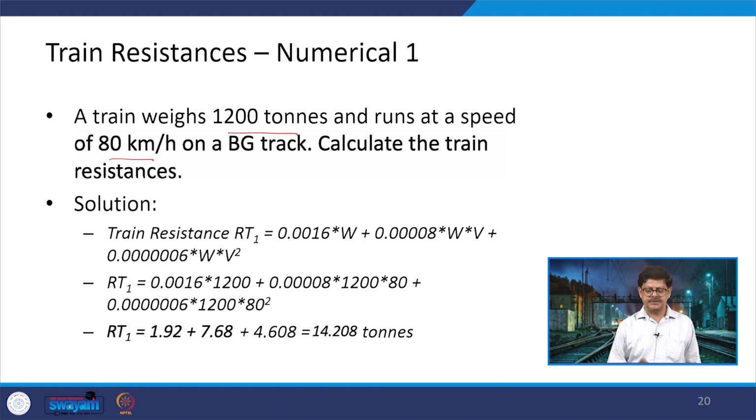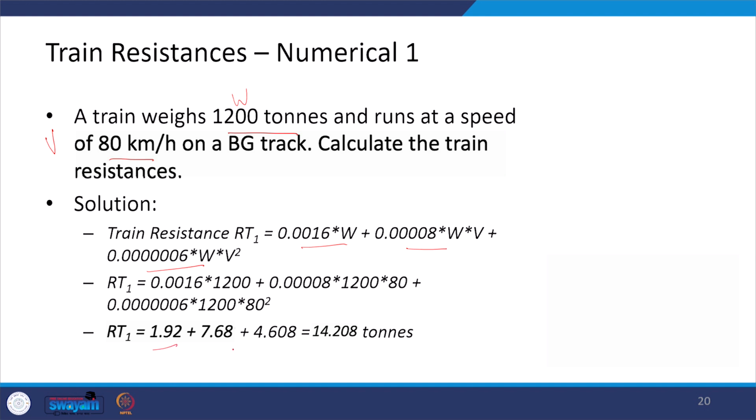Now, in this case, the train resistance RT1 is going to be with respect to the independent and dependent on speed, and atmospheric conditions. The three such formulas which are available to us, we have just discussed. W is 1200 tons and the speed V is given as 80 kilometers per hour. If we put those values here, what we get is 1.92 tons for the independent condition, 7.68 for the speed dependent condition and 4.608 for the atmospheric condition, which together comes out to be 14.208 tons. So, this is the amount of resistance which is going to be there for this case.